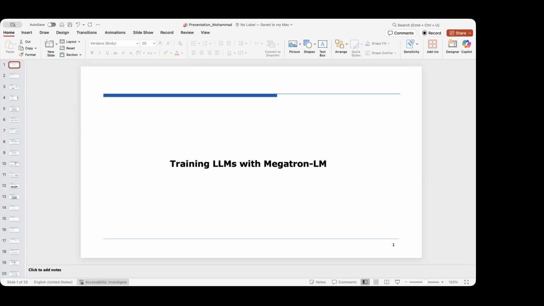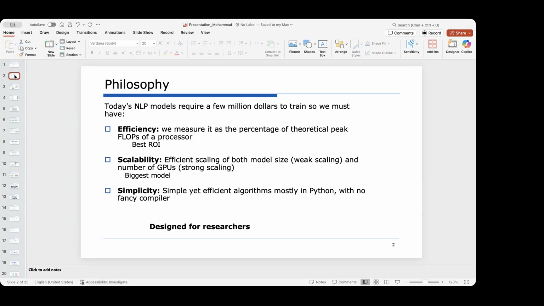So the topic of today is training large language models in Megatron-LM. I'll go through why we built it, how we built Megatron-LM, what the important factors are, and what has changed over time and what we're focusing on right now. We started looking at Megatron-LM because we wanted to train large language models, and this was in 2019, at the time that GPT-2 came.